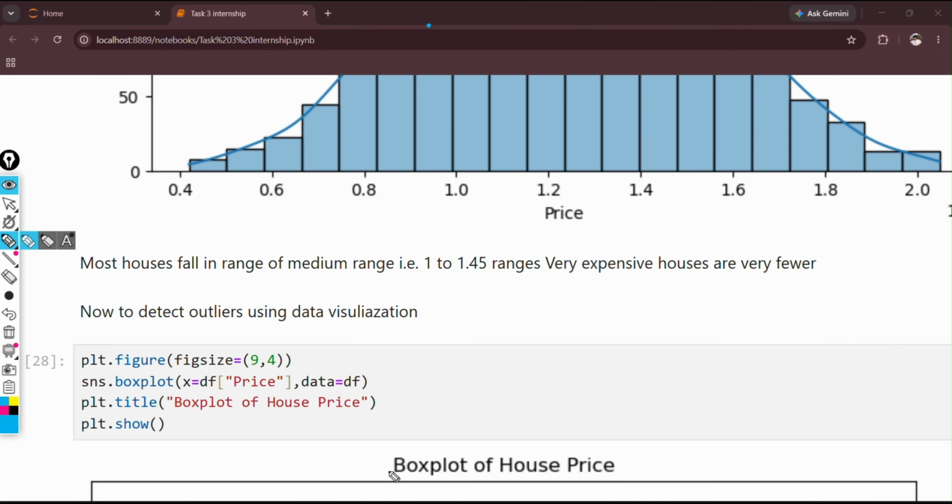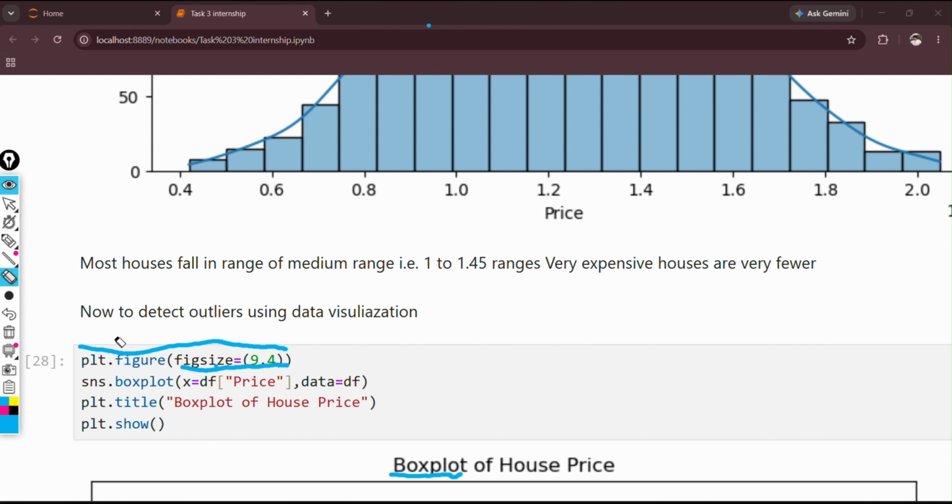Our next visualization is a box plot, which is one of the best graphs for understanding the spread of data and identifying the outliers. First, I created a new figure using Matplotlib. The plt.figure function creates a blank canvas where our graph will be drawn. The figsize of (9, 4) means the graph will have a width of 9 inches and a height of 4 inches.